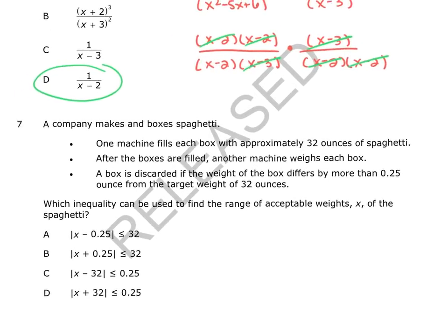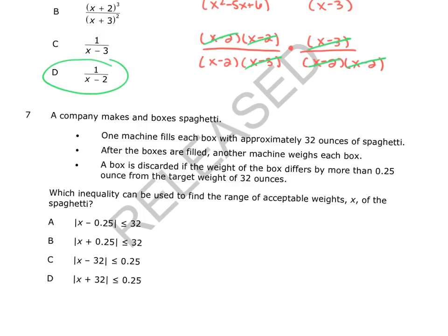All right. A company makes and boxes spaghetti. One machine fills a box with approximately 32 ounces of spaghetti. After the boxes are filled, another machine weighs each box. A box is discarded if the weight of the box differs by more than 0.25 ounces from the target weight of 32 ounces. Which inequality can be used to find the range of acceptable weights?